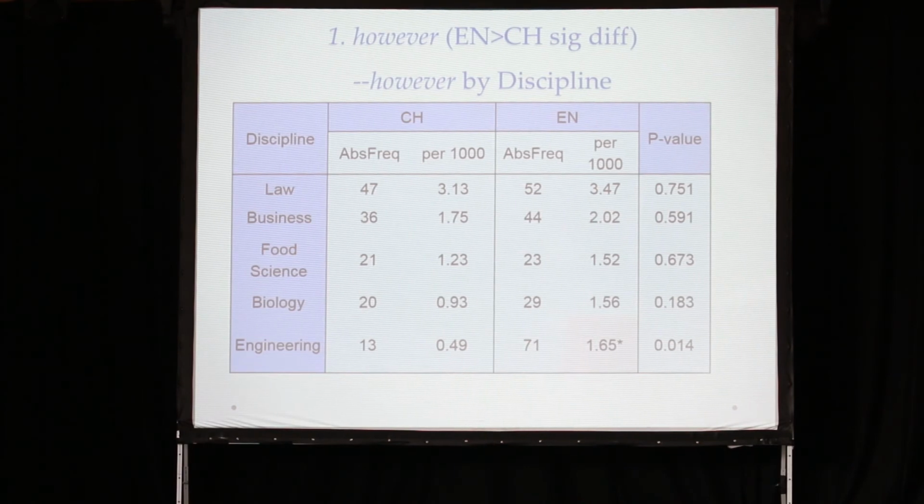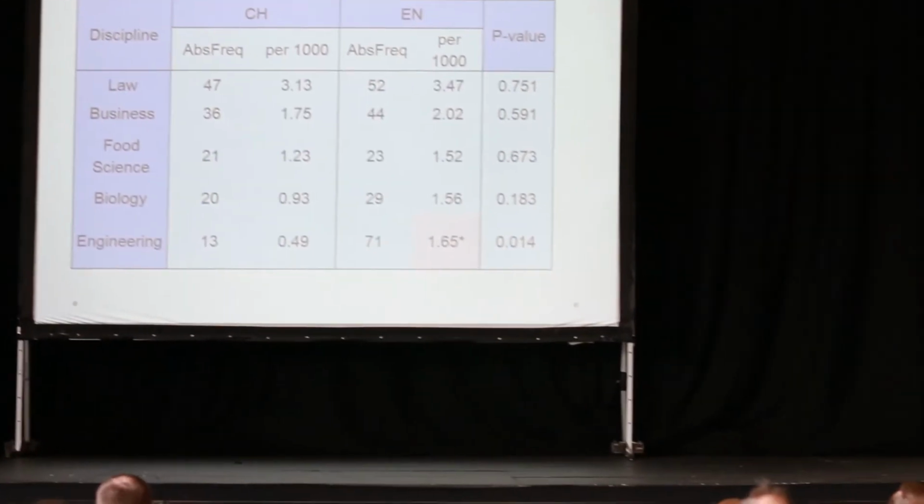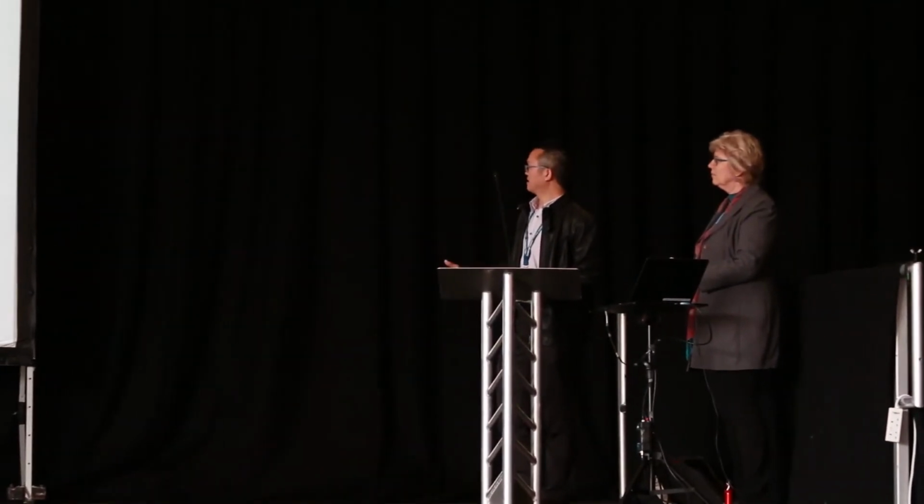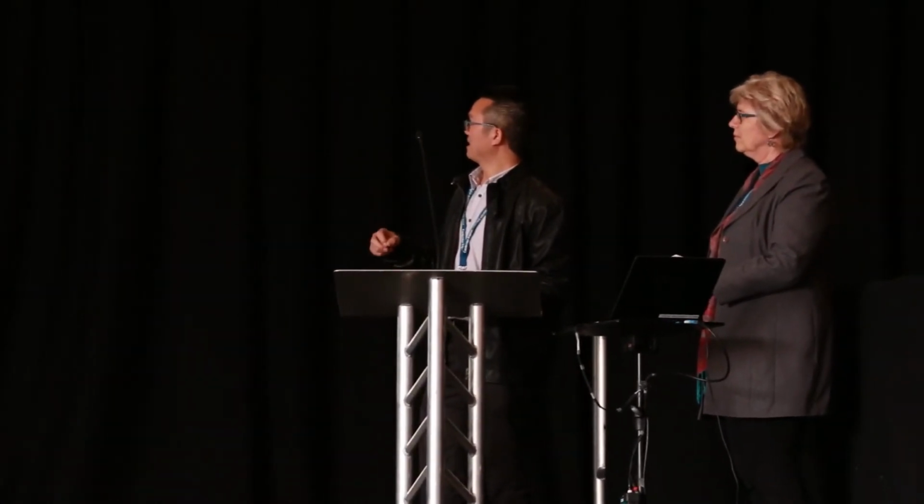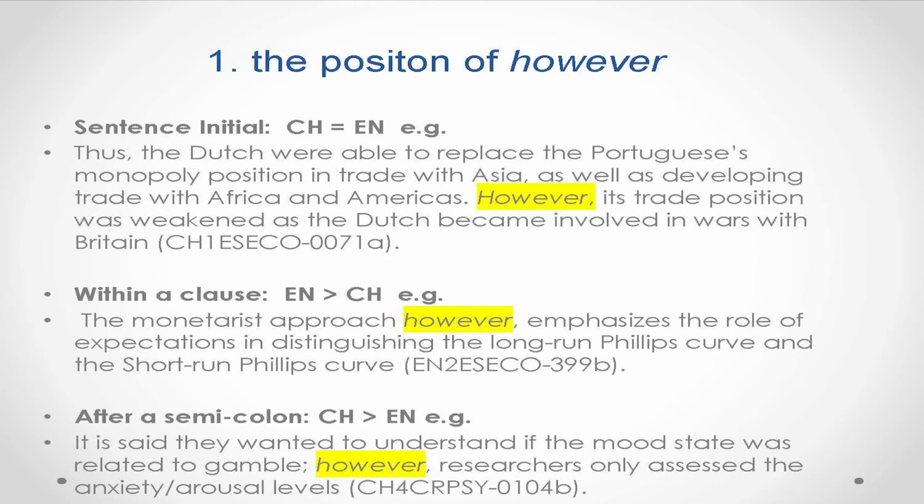The first one is however. We can see however occurs in these disciplines, but in English texts there are significantly more however than in their Chinese counterparts in engineering, in the discipline of engineering. And we can see the position of however.